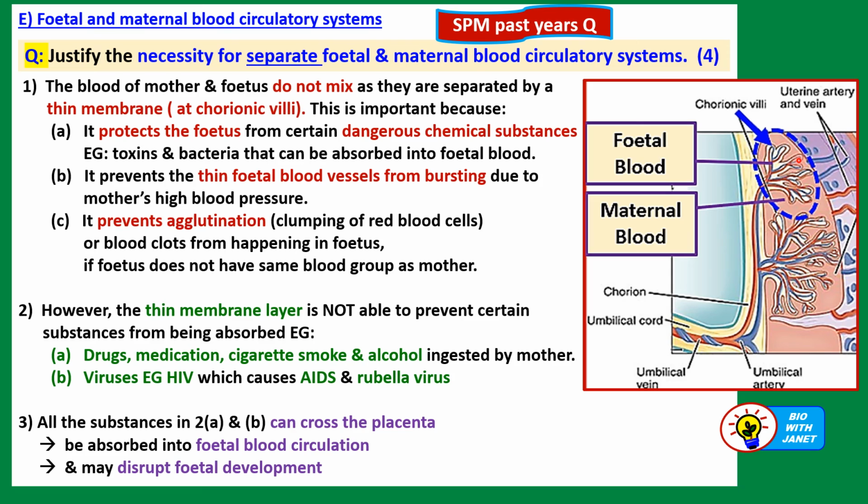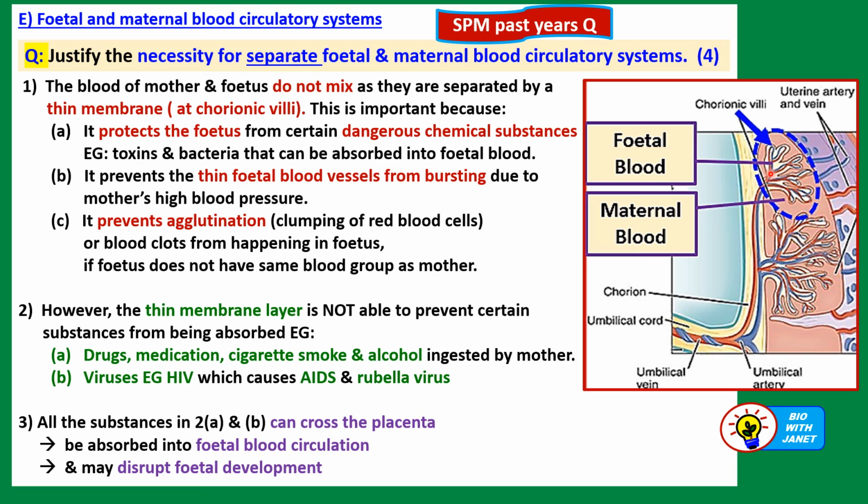Now, this is important because the separate blood circulatory systems will help to protect the fetus from certain dangerous chemical substances such as toxins and bacteria that can be absorbed into the fetal blood if there is no membrane here to separate the two types of blood. So certain toxins and bacteria can be prevented by this barrier provided by this membrane, which can prevent these toxins and bacteria from being absorbed into the fetal blood to a certain extent.